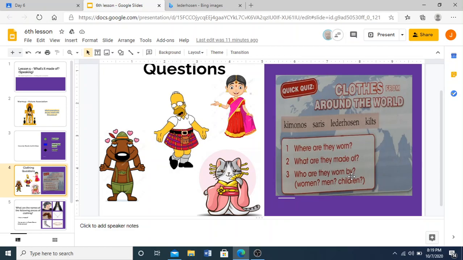Okay, so we talk about them one after the other. Let's talk about the kimono. This is the kimono right here. This is the diagram of the kimono. So who are they worn by? The kimonos are worn by the Japanese.